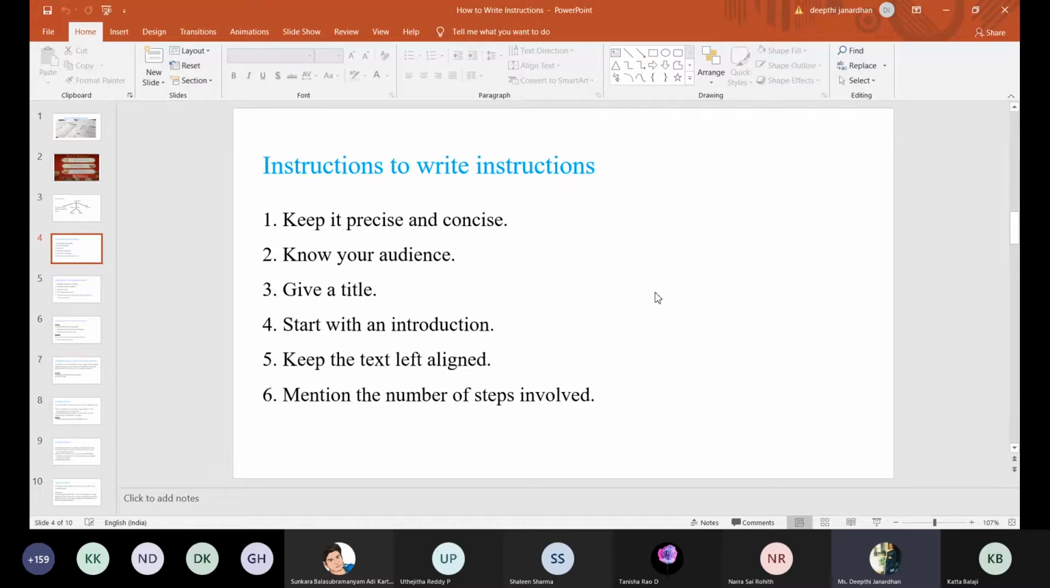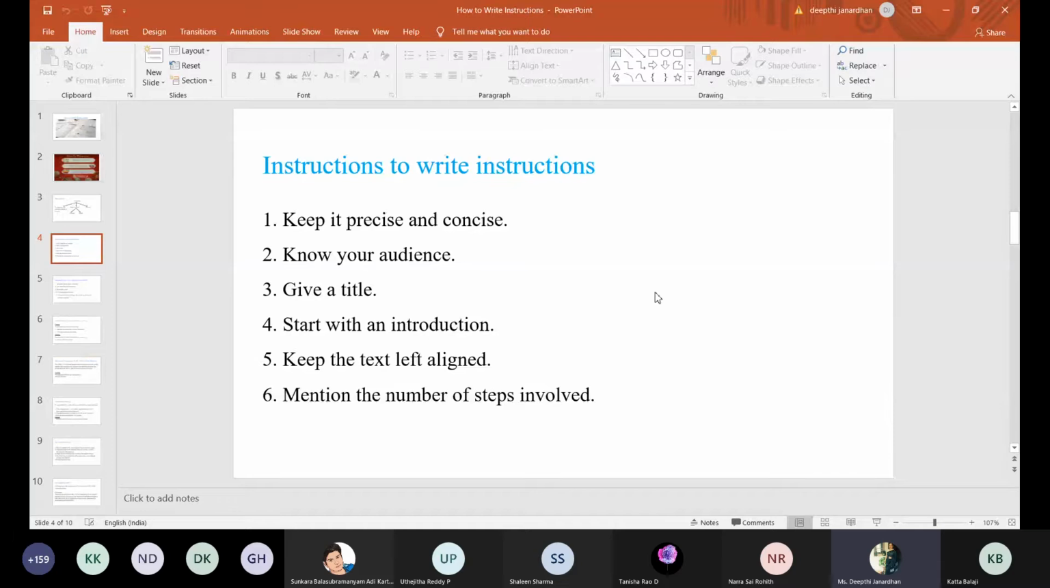So keep it precise, keep it concise, know your audience. We did talk about knowing our audience, whom you're writing to, if it's a commoner or if it's an expert. So depending on who you're writing to, you will have to rephrase it. Give a title. You start with the title. So the title would tell you what the instruction is all about.